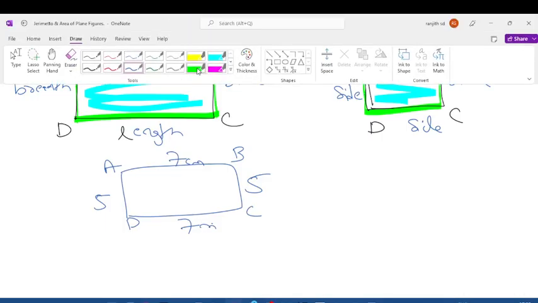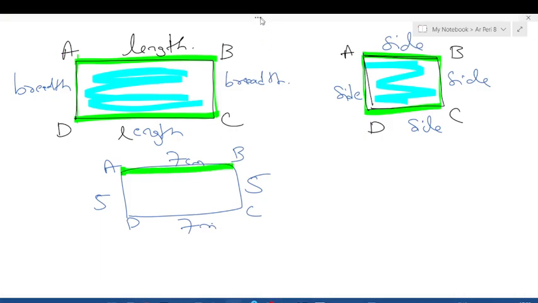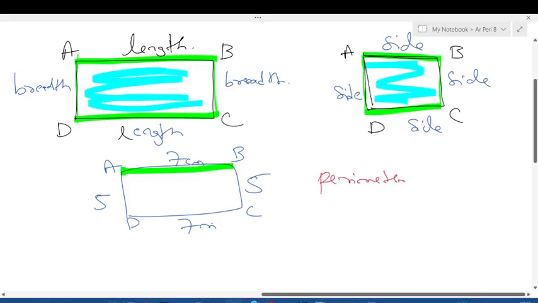So when you start at point A, you're traveling from A to B. What's the distance you have covered? Perimeter is this, the outer distance, 7 centimeters. Then from B to C, how many centimeters? 5. Then C to D 7, again D to A 5. So we started at A, you went an entire round, you're just traveling the perimeter. Perimeter is also known as the boundary, outer boundary.